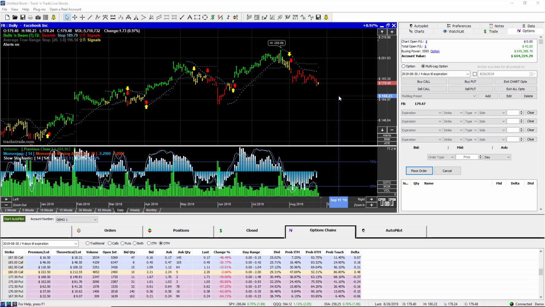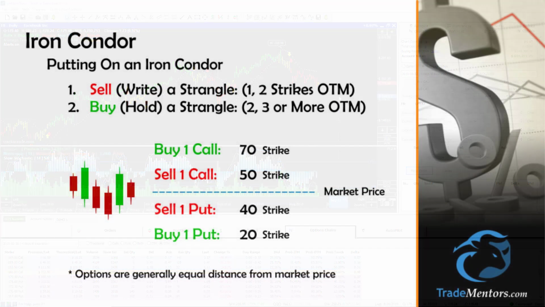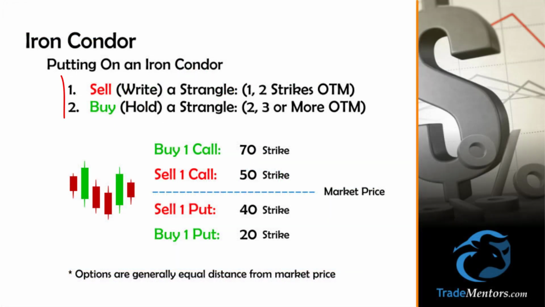Okay, the thing to remember about an iron condor is that it's just a combination of two strangles. That's all an iron condor is. It's just two strangles. Now remember, you can buy or hold a strangle, and you can sell or write a strangle. So when it comes to an iron condor, all we're really doing is buying one strangle and selling another strangle at a different strike price.